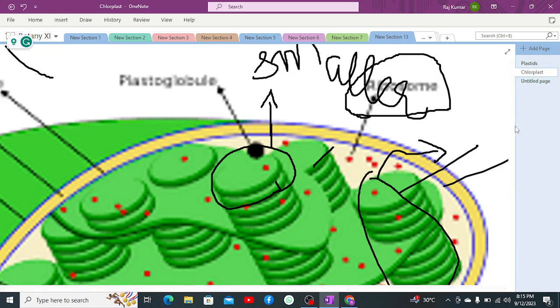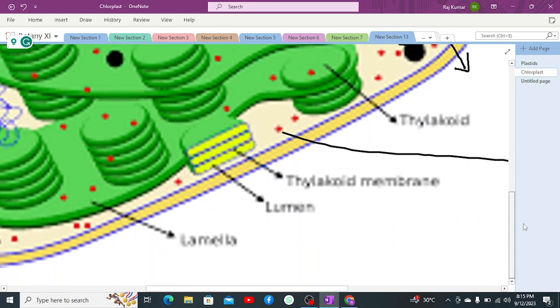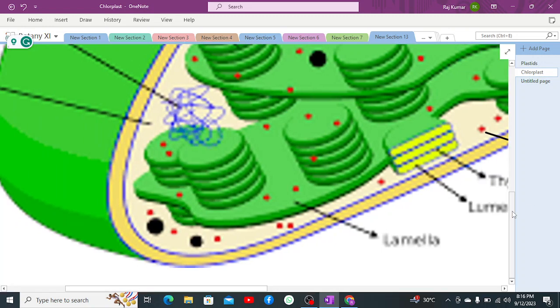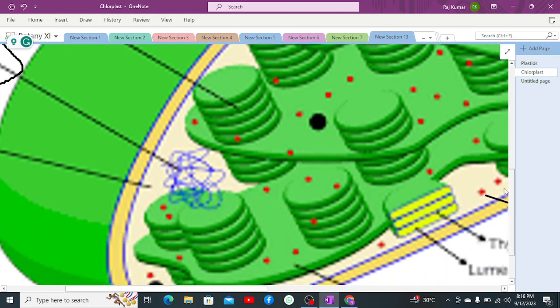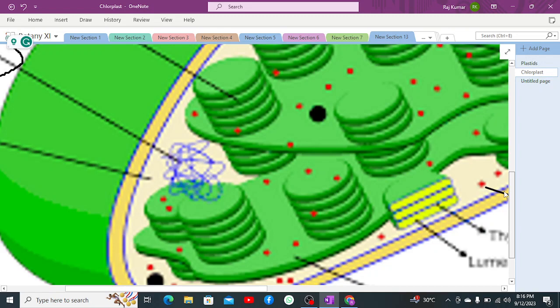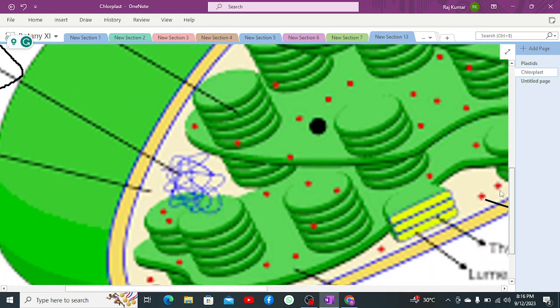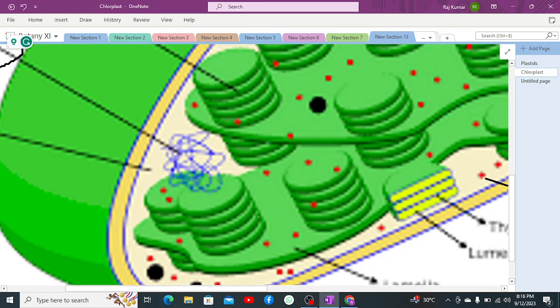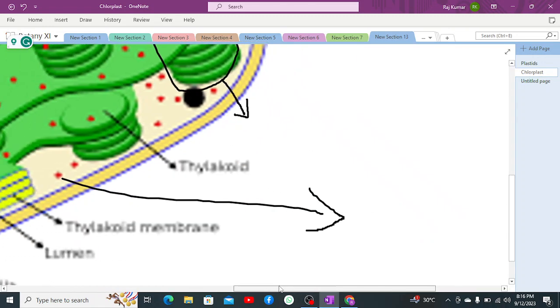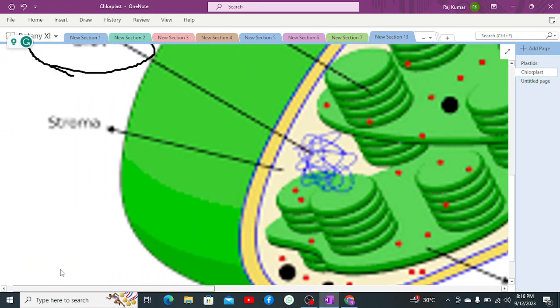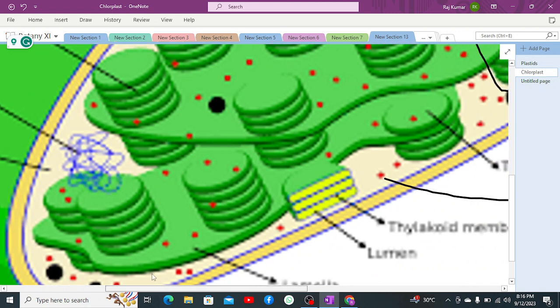Apart from which, we are having the lumen of thylakoid, the lumen of chloroplast. Inside the lumen of chloroplast, all of these materials are present, and as you can see in the diagram, there is also the structure of DNA, as well as the structure of RNA and ribosomes.